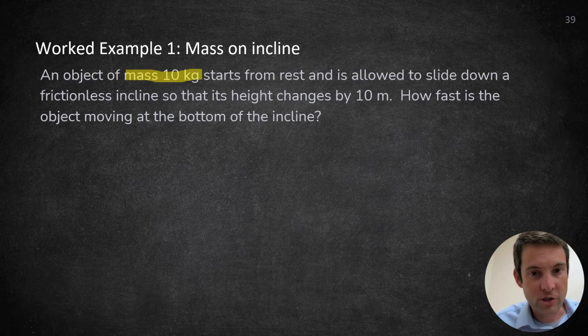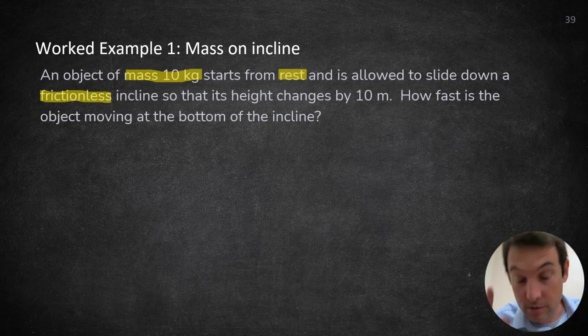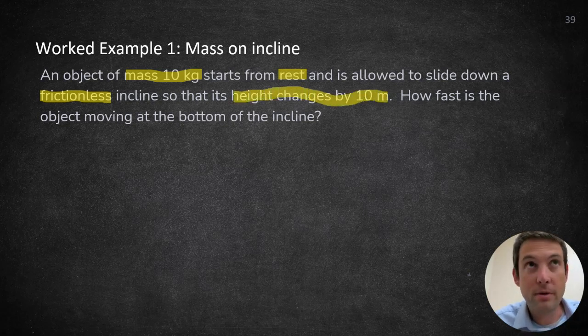So let's do it. There's important information. Mass. What else do we have? Rest. So that means our starting velocity is 0, so we have no kinetic energy because velocity and kinetic energy, there's a connection there. Frictionless, so there's no energy being lost. And a height change of 10 meters. So there's a gravitational potential energy change happening. How fast is the object moving at the bottom? If it's moving, it's got kinetic energy. If there's a height, it's got gravitational potential energy. If there's more than one energy, use conservation of energy.